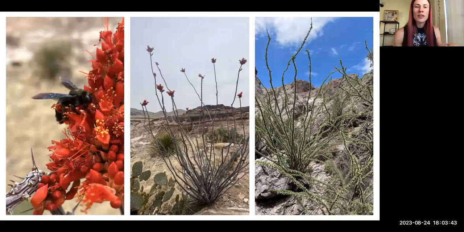Ocotillo. So ocotillo is hummingbird pollinated, and a lot of times when you look this up, it'll say that it is hummingbird pollinated, but large bees also do pollinate it as well, like this California carpenter bee. So a lot of carpenter bees like to visit them and play a role in pollinating them.